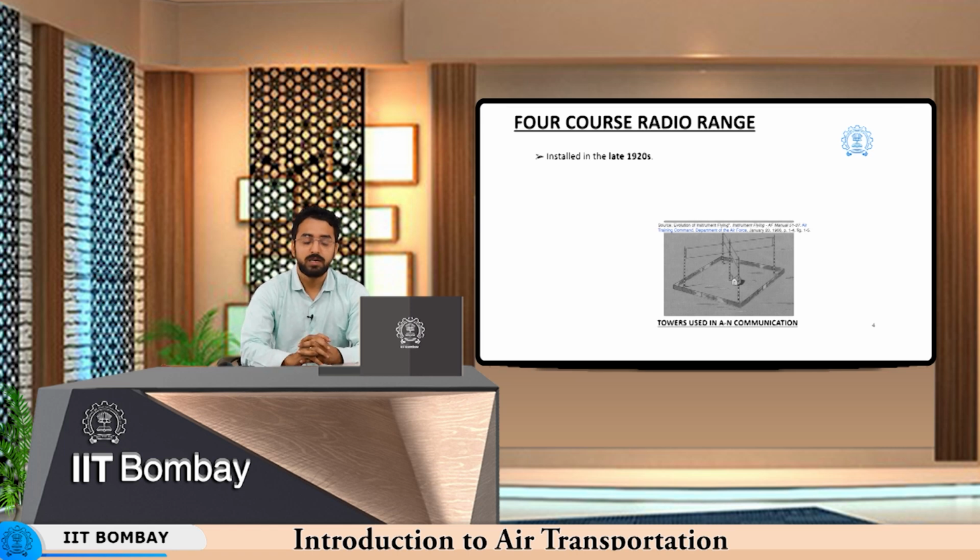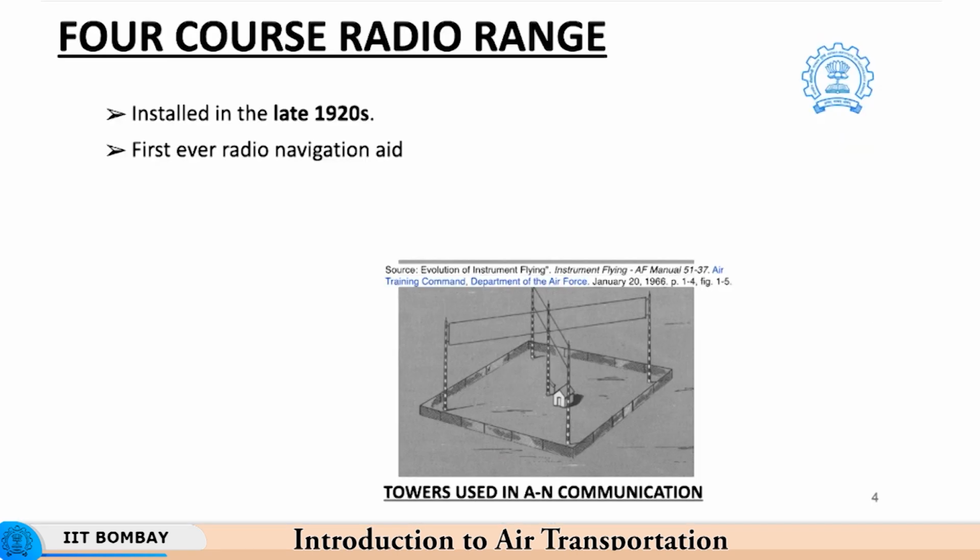Now, these were installed in the early 1920s. As I mentioned to you, it was during the preliminary phase of implementing radio navigation to carry out aviation. These were subsequently used up till the 1950s on a very wide scale. In fact, these were found to be so crucial to air navigation that more than 400 of such ground stations were installed all across the USA and Canada.